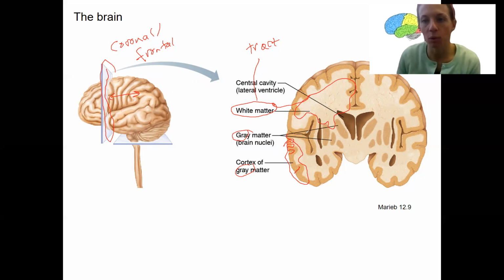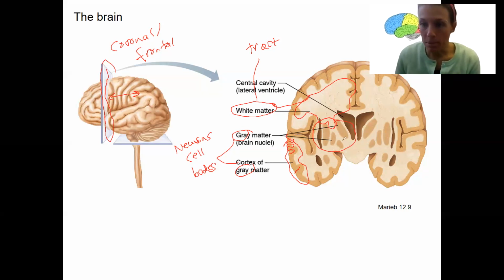This is thought to be important for higher order thinking that humans have, so cognition and planning and all this stuff we do. So that's the cortex, it's gray matter. There's also gray matter inside the brain, deeper. These are brain nuclei, right? Remember, nuclei are collections of cell bodies. Both of these gray matters are cell bodies of neurons. They're just in different locations. Nuclei are typically embedded in the brain. The cortex is on the edge. That's what cortex means.